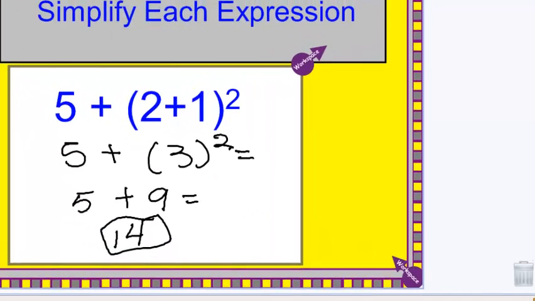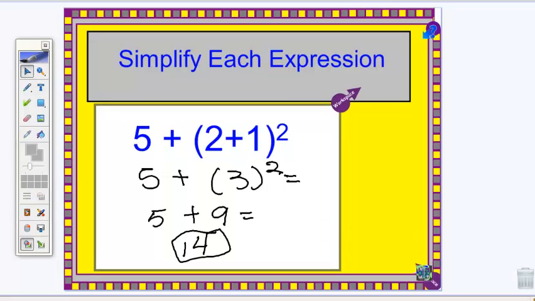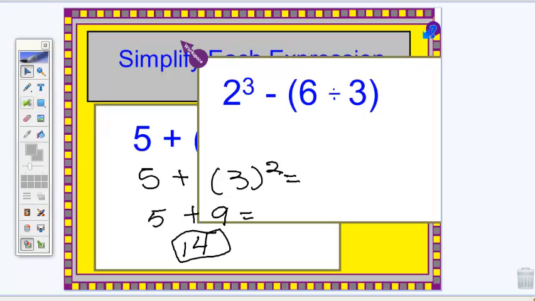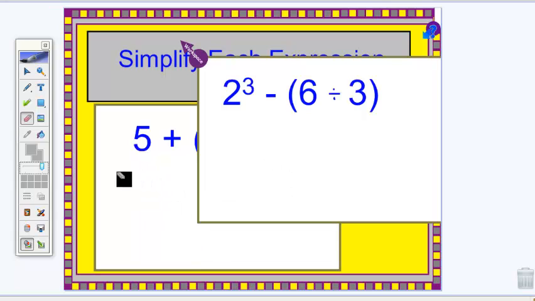Okay, there's one more for you guys to try. Let me erase these. Alright, go ahead and try that one while I erase this. Okay, remember to pause and then come back to get the answer.